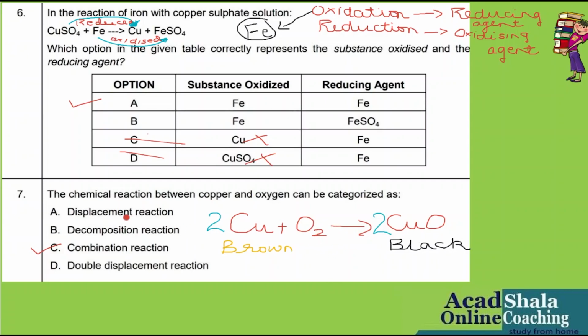After this, they have asked about the chemical reaction, that means the name of the reaction. Now, after you have written the reaction, it will strike your mind that the reactants are two and the product is single.